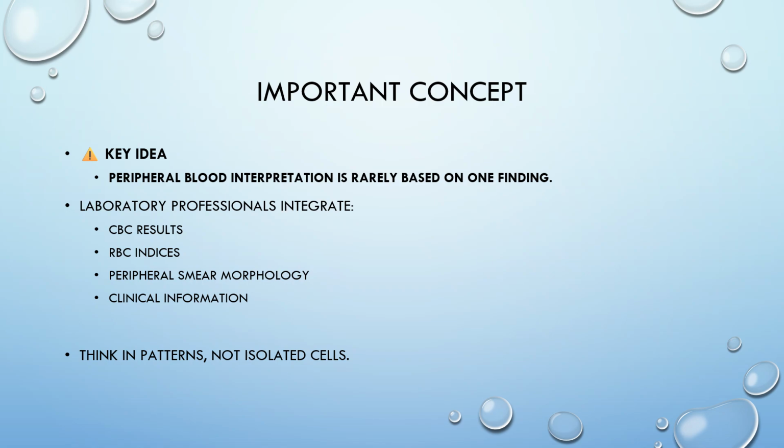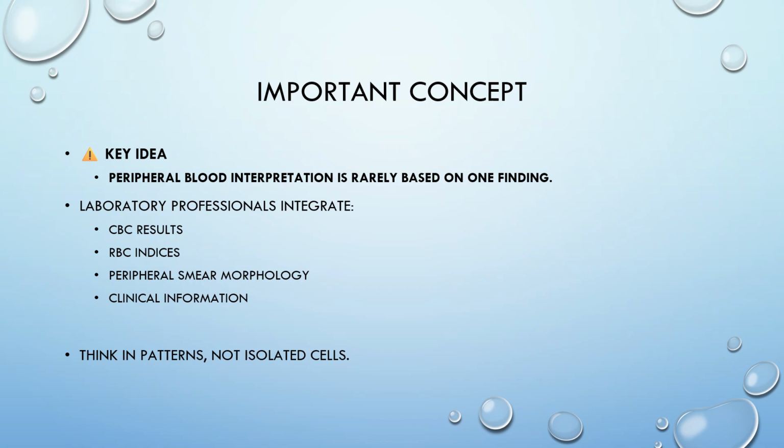Think of it a little like solving a puzzle. One piece of the puzzle might be the CBC results, things like hemoglobin concentration, hematocrit, or red blood cell count. Those numbers give us a broad overview of what's happening in circulation. Another piece comes from red blood cell indices, which help us classify erythrocytes based on size and hemoglobin concentration. Those numbers help us narrow down possible patterns. Then we have peripheral smear morphology, which allows us to actually look at the cells themselves. This is where we see things like changes in size, shape, color, or inclusions.